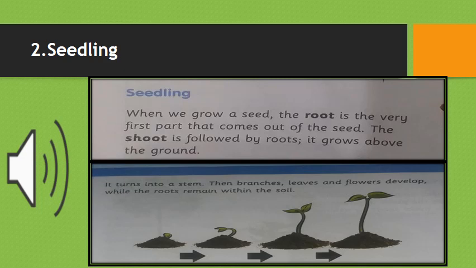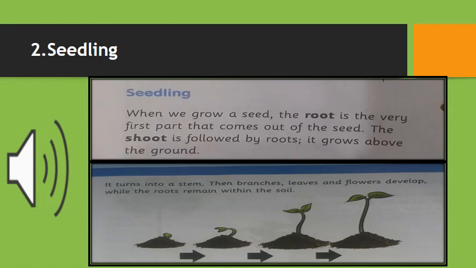Seedling comes out of a seed. After this, different parts start developing. The first part that arises from a seedling is root. Roots start developing under the soil. The second part that starts arising is shoot. What is shoot? Shoot is the part of the seed that grows above the ground. It later on becomes stem.